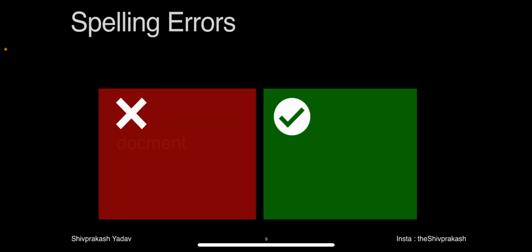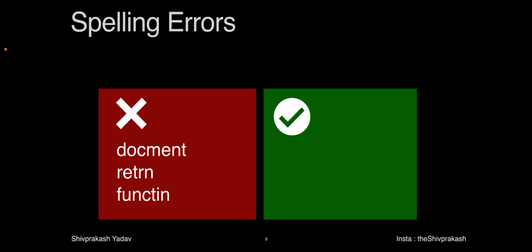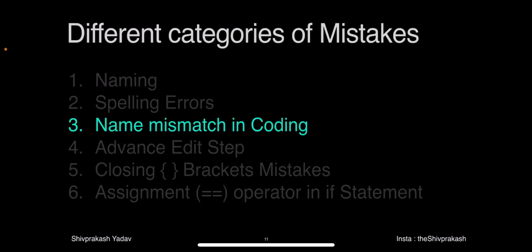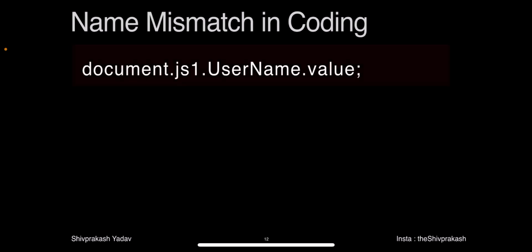Then second is the spelling errors. So see this document, return, and function. These are very simple words, but because we may be in hurry or we may be in some stress, so we write them incorrectly. So we should always cross verify whether you are writing the document properly or not, written properly or not, or function properly or not. So these are basic spelling errors, and it can happen in different keywords also, but these are the common which I have observed.